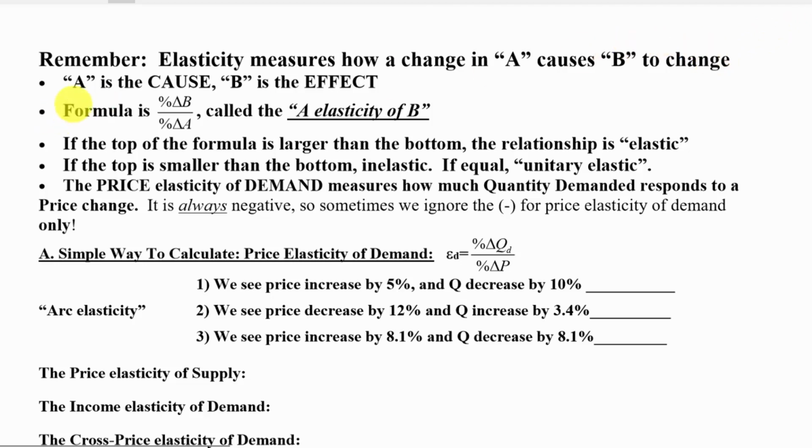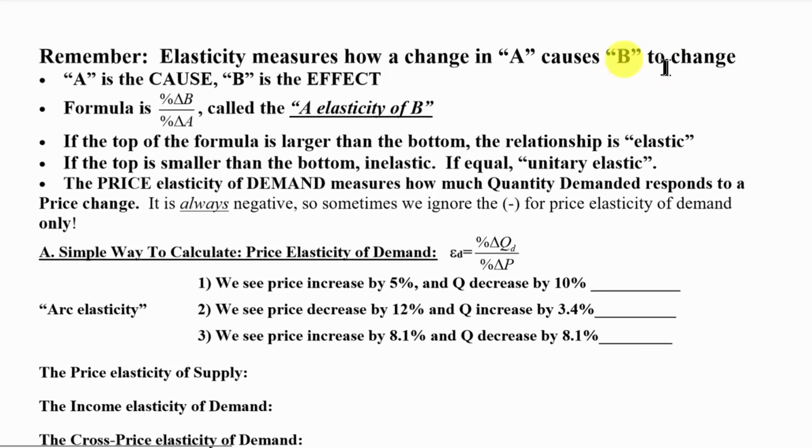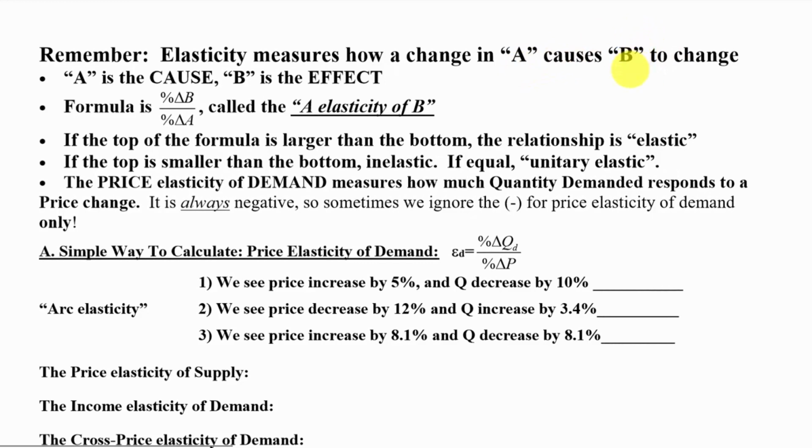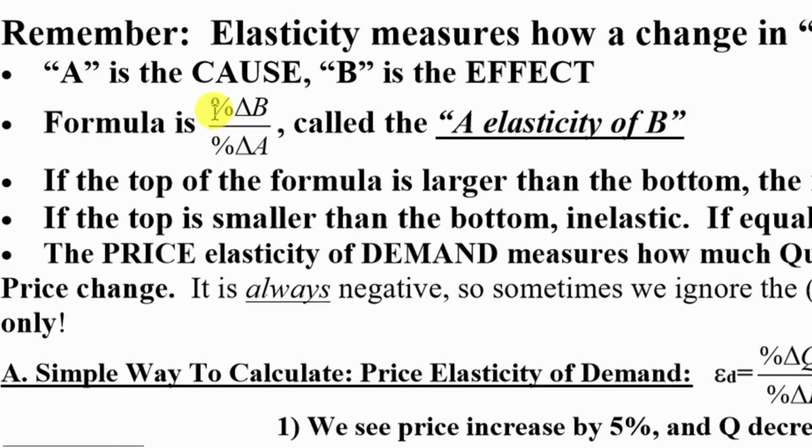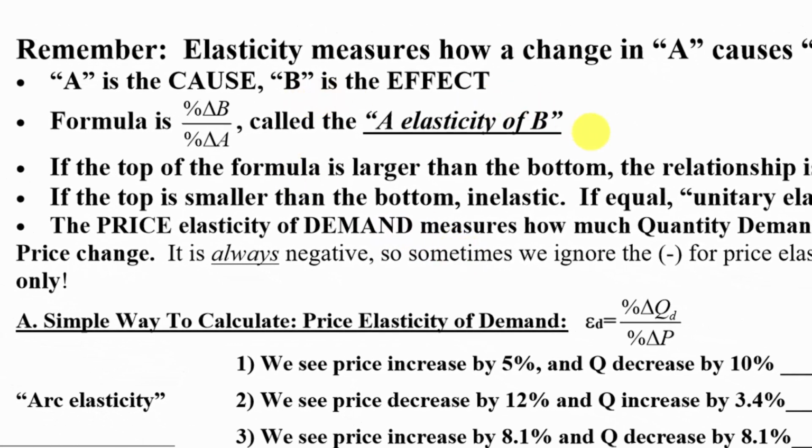So just to briefly review that idea, elasticity is always measuring how a change in one thing, let's call it A, causes B, something else, to change. And we always are interested in percentage changes in A and percentage changes in B. And A is going to be the cause, B is going to be the effect. And the formula is always the percent change in the effect on the top divided by the percentage change in the cause on the bottom. So the larger this ratio, the larger the ratio between the effect on the top and the cause on the bottom, the more elastic something's going to be, because we're talking about a bigger effect on the top. So we call this kind of thing, no matter what kind of elasticity, the A elasticity of B. The first word is the cause, the second word is the effect.